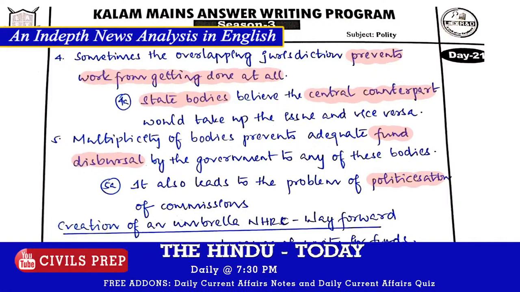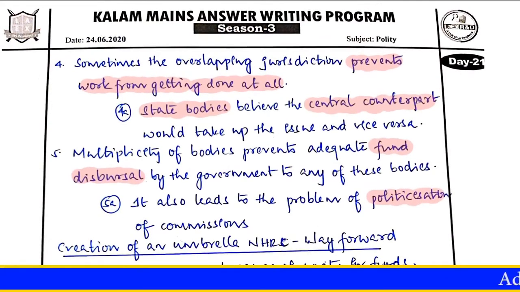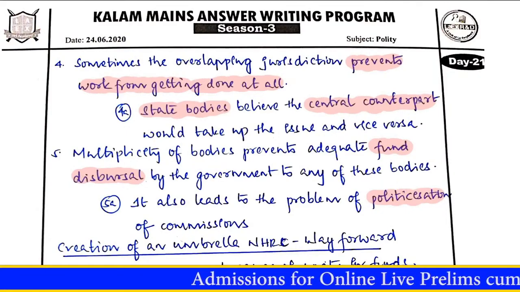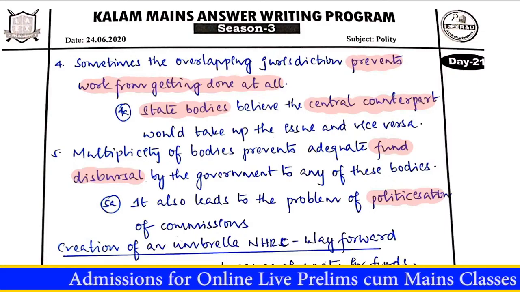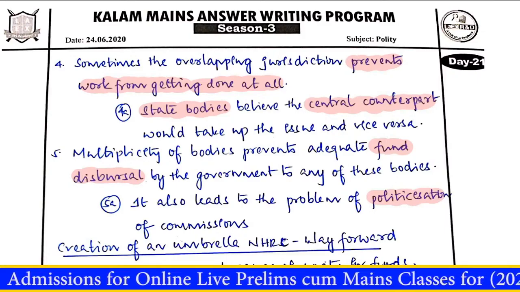In addition to this, when the bodies are weak, there is a problem of politicization. So that is another problem which these national commissions have been plagued with for some time. That has also been pointed out by this person. So he has written 5 nice points. Some of them were average and below average points, but 3 or 4 good points were there.